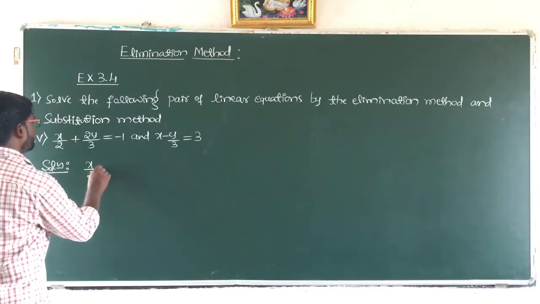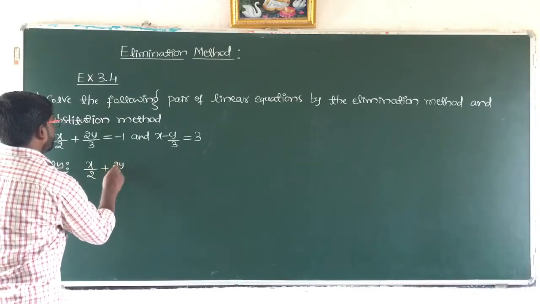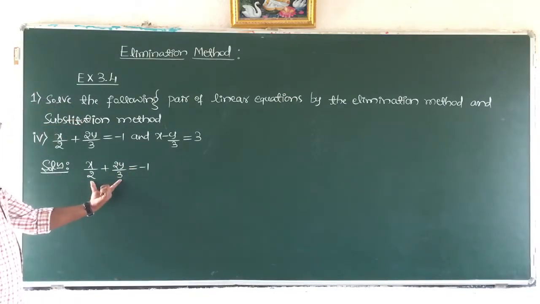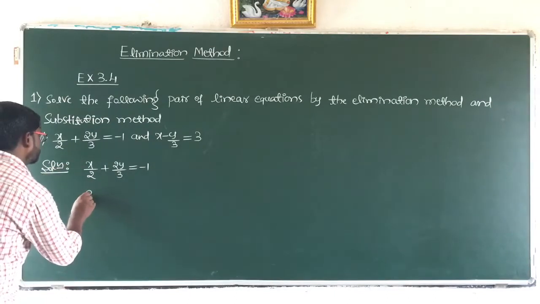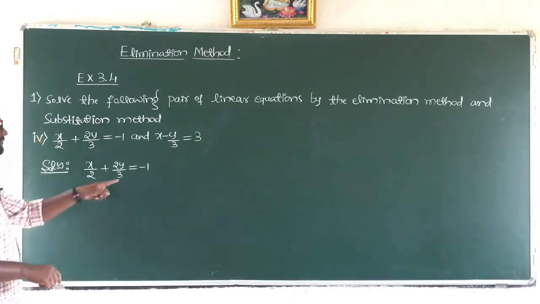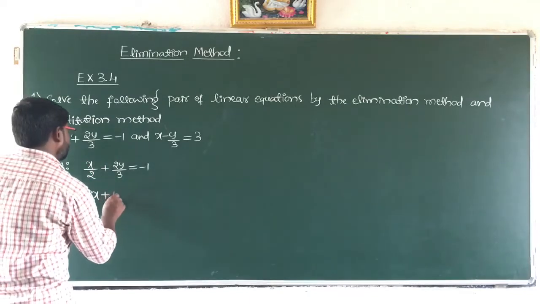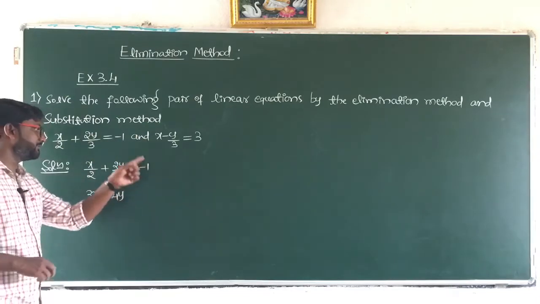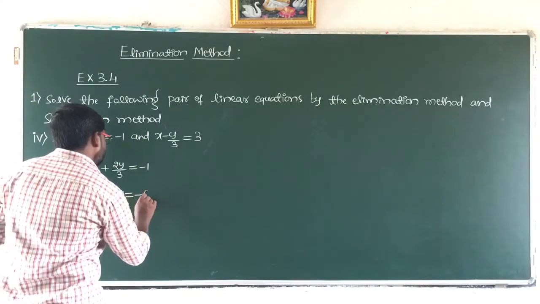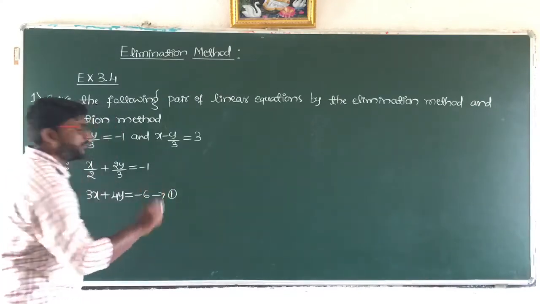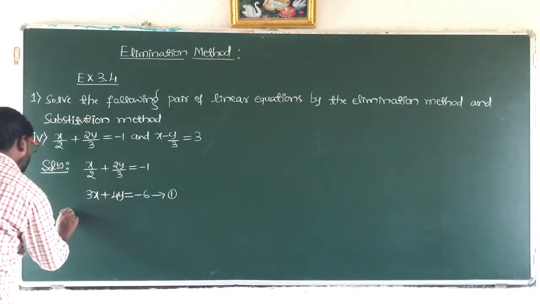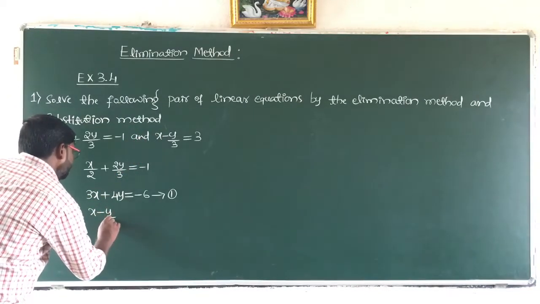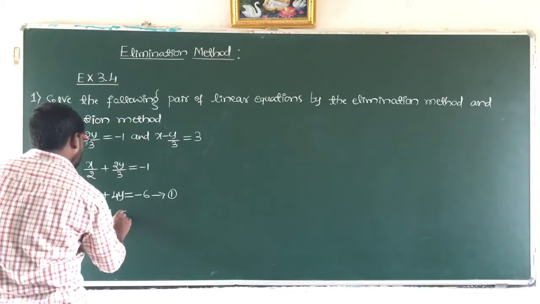x by 2 plus 2y by 3 equals minus 1. So the LCM of 2 and 3 will be 6. So now 2 3s are 6, we get 3x plus, here 3 2s are 6, we get 4y, then whole divided by 6. That 6 you take to the RHS, it will be multiplied with minus 1, we get minus 6. I call this equation number 1. And another equation now, x minus y by 3 equals 3.